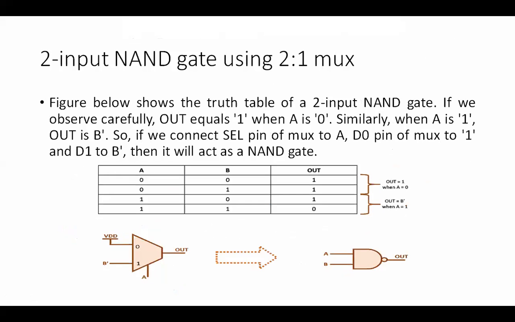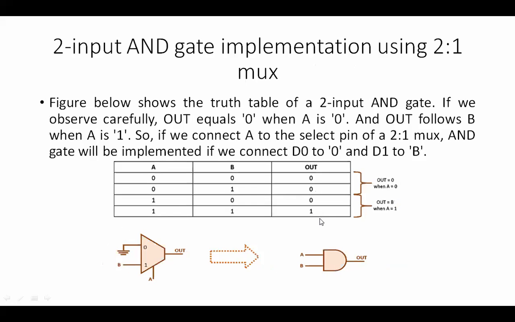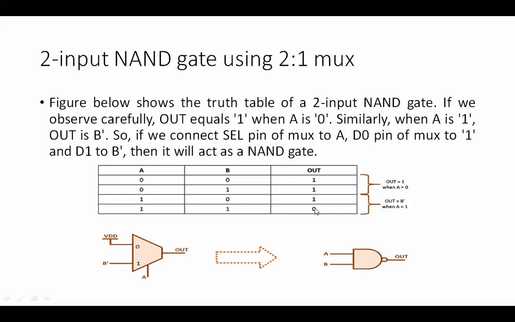Okay, NAND gate. Similarly, I'll be putting the truth table: 0 0, 0 1, 1 0, 1 1. Then I'll be taking my respective outputs. It's going to be an inverted AND gate. The AND outputs are 0 0 0 1, so the NAND outputs are 1 1 1 0. So that is going to be my output here.